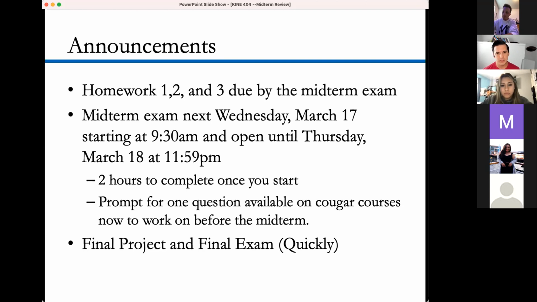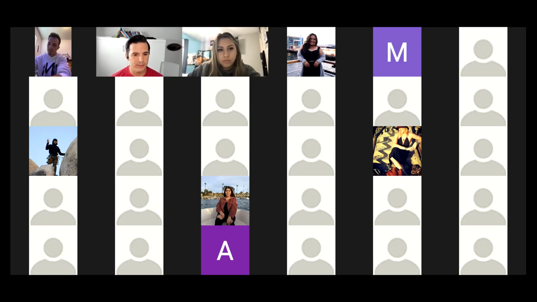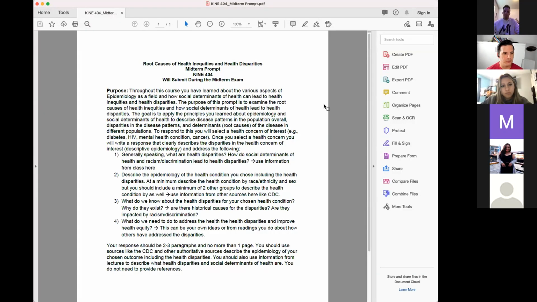The other thing for the midterm exam is that I always have a short answer essay question, and I've traditionally had that be part of the exam itself, where you see that short answer once you open up the exam. But I know that it can be challenging to write a couple of paragraphs when you have a time limit. So what I did this time, and I'll show you the prompt, which is posted on Cougar Courses already, is I wrote up essentially a short prompt. It's a little bit longer than it would have been if it was just on the exam itself, but the idea is the same, where this is a question for your midterm exam.